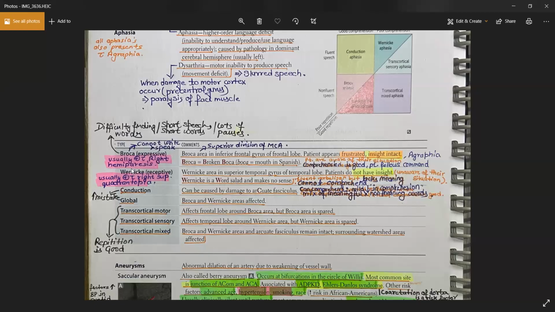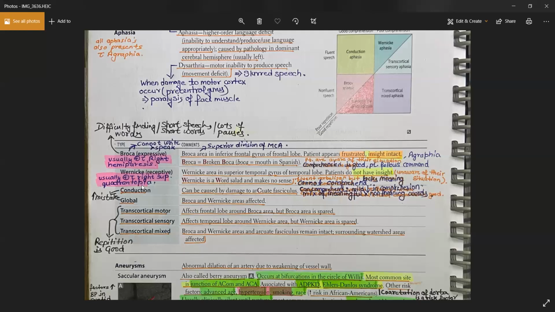Okay, patients say the sentence, but the sentence is totally meaningless. Their speech is very fluent, they're very fast, but their speech lacks any meaning. They have this word salad, okay, and their speech makes no sense. And these patients are unaware of their situations, right?